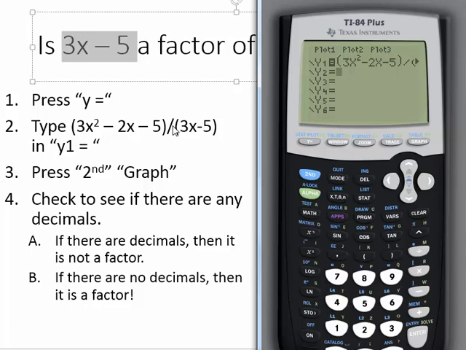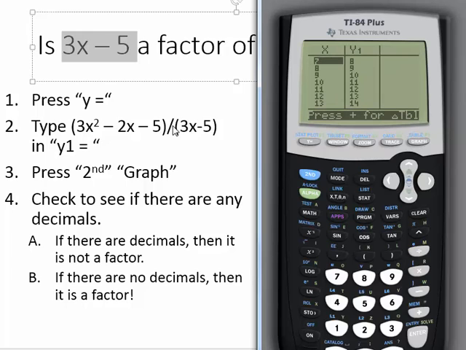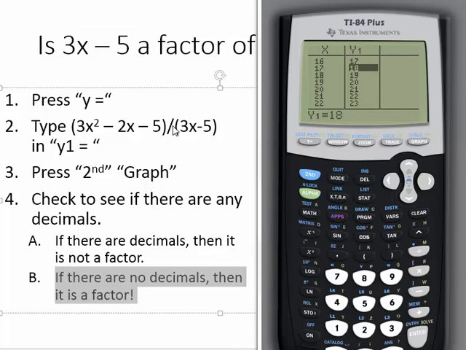If we hit the second above the green alpha, it's a blue second button, and then hit graph, you'll notice that all of our y1 values, no matter where we go all the way down this table, are all whole numbers. We have no decimals. So since they're all whole numbers, that means that 3x minus 5 is a factor of 3x squared minus 2x minus 5, and that's all you have to do.